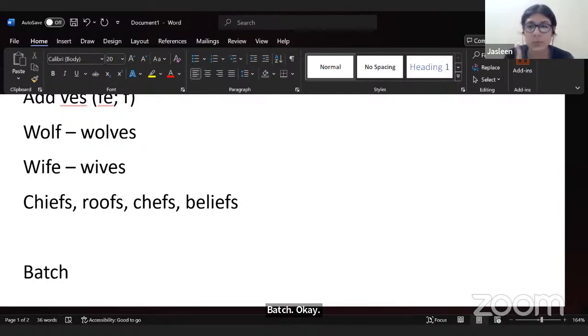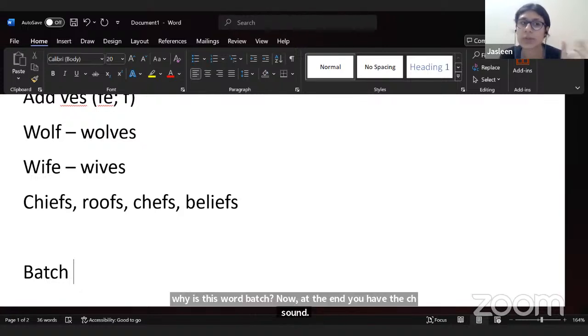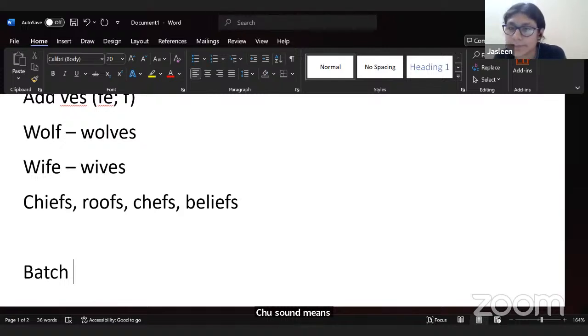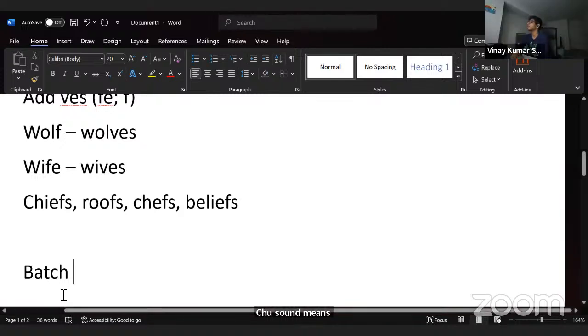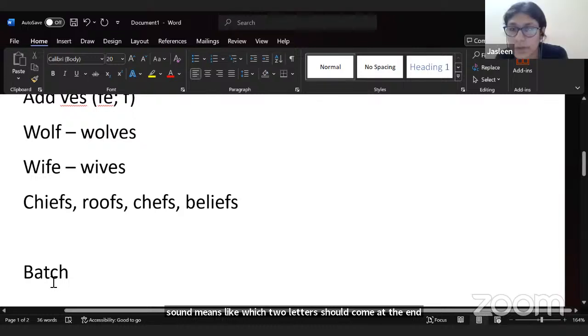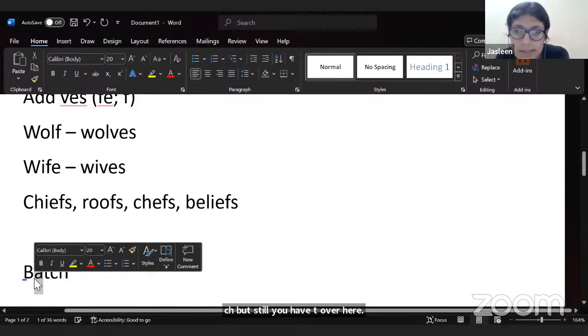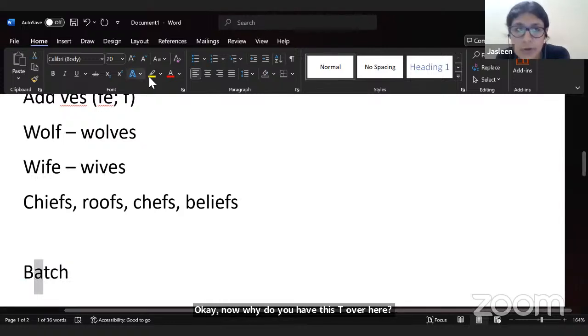Now, why is this word batch? Now, at the end, you have the ch sound. Ch sound means which two letters should come at the end? CH. But still, you have T over here. Okay, now why do you have this T over here? Because before the ch sound, you have a vowel.